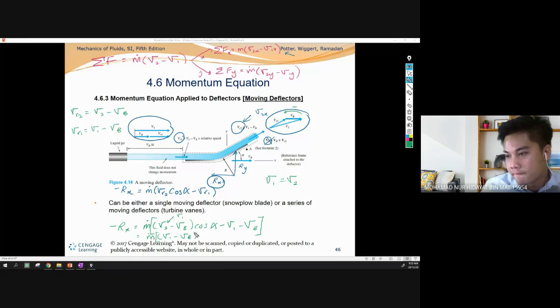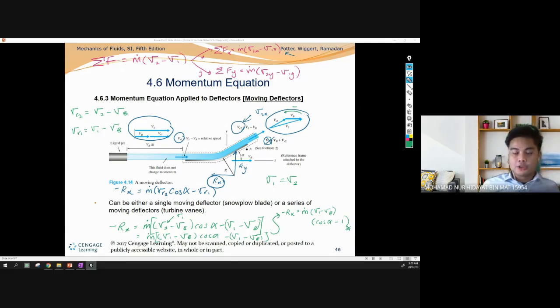V1 minus VB cos alpha minus V1 minus VB. So we look at here, we have the same terms, V1 minus VB, V1 minus VB. So we can factorize this velocity. So finally, it will be like negative Rx equal to mass flow rate times V1 minus VB, cos alpha minus 1. So far, do you guys manage to understand how the summation of force leads to this equation, everyone?